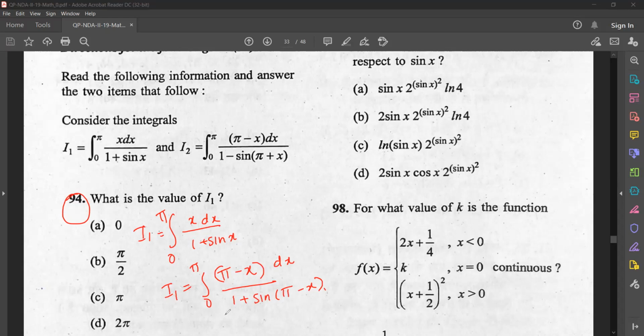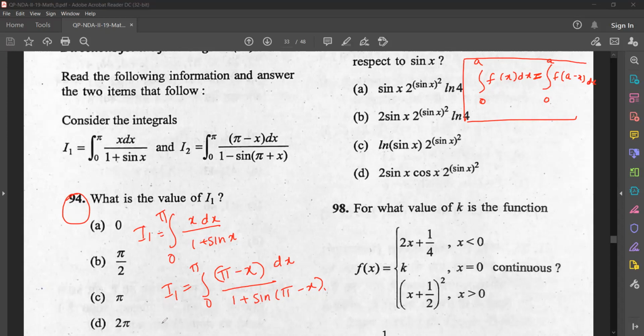Why? Because in the definite integral, we have a rule. Integral 0 to a f of x dx is equal to integral 0 to a f of a minus x dx. So in the place of a here we have pi. So I can write pi minus x, isn't it?